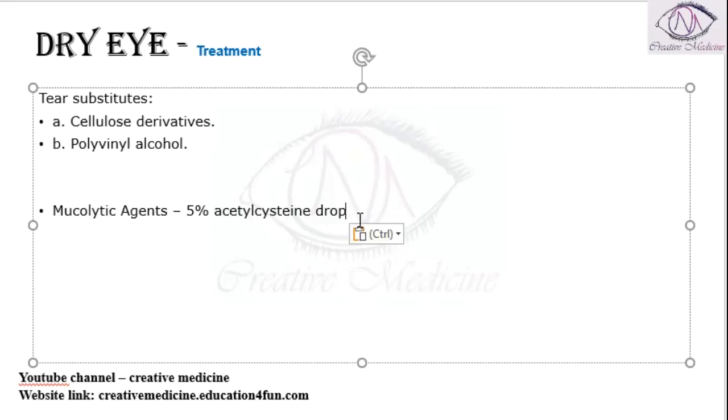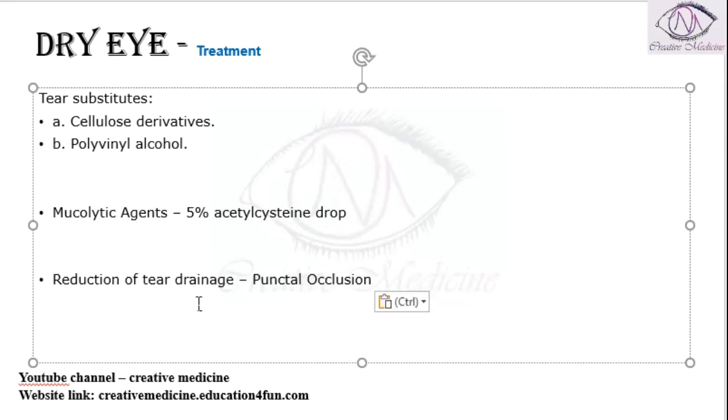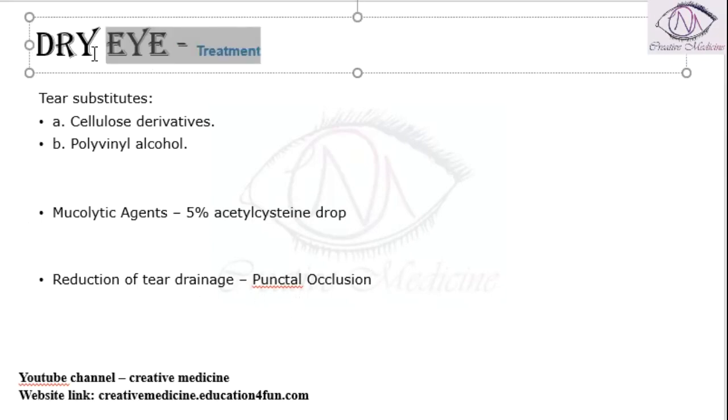Mucolytics can also be given, that is actually 5% acetylcysteine drops can be given, or we can give reduction in tear drainage, which should be done by punctal occlusion. We can occlude the punctum so that the tear drainage is reduced, so dry eye can be decreased.